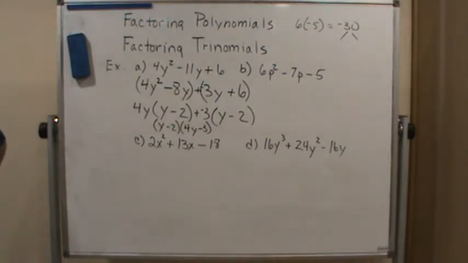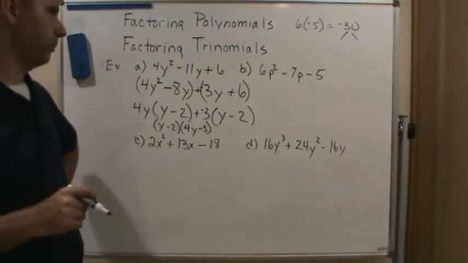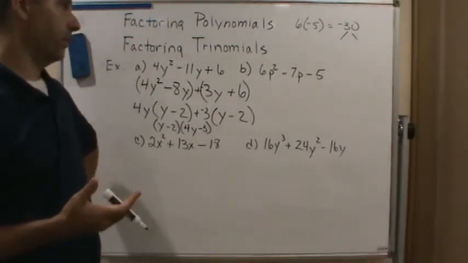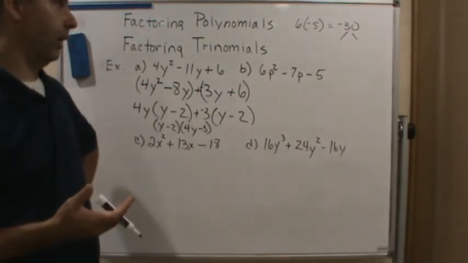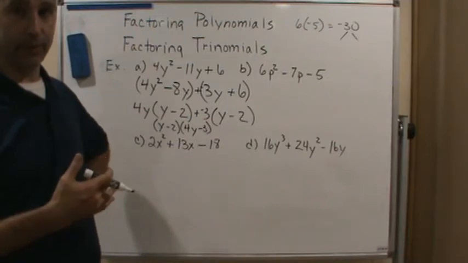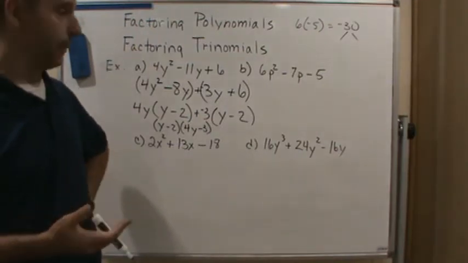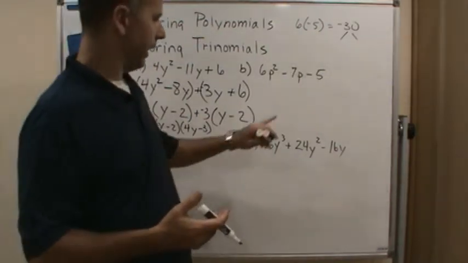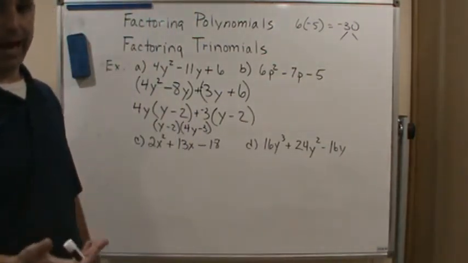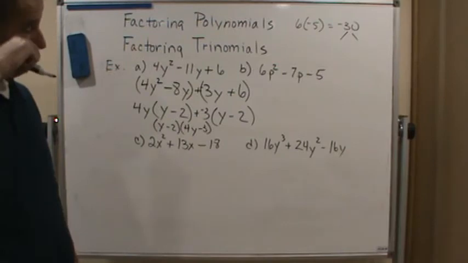What do you think? So we get negative 30. Now here's the thing. I have to have opposite signs to get the negative 30. So both my factors have to have opposite signs. And since this middle number is negative, the bigger factor has to be negative.